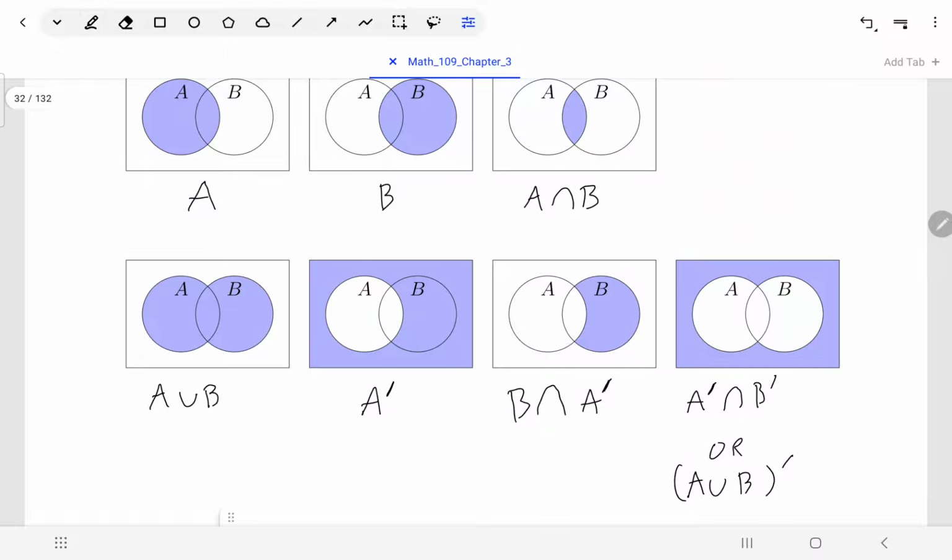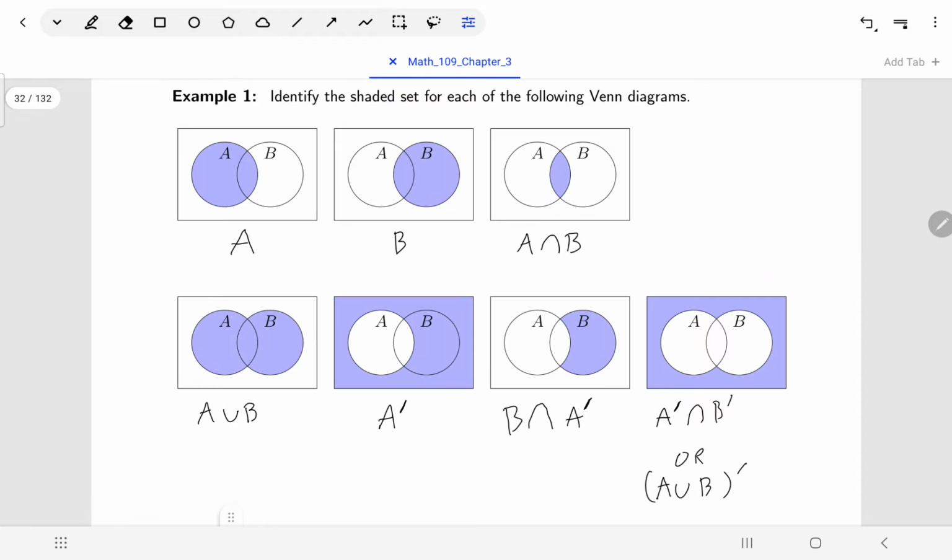This is a good thing for us to notice, that there's going to be often more than one way for us to describe a Venn diagram. So for that last example, both would be correct. A complement intersect B complement, that is where you are. A union B complement, that's also where you are.